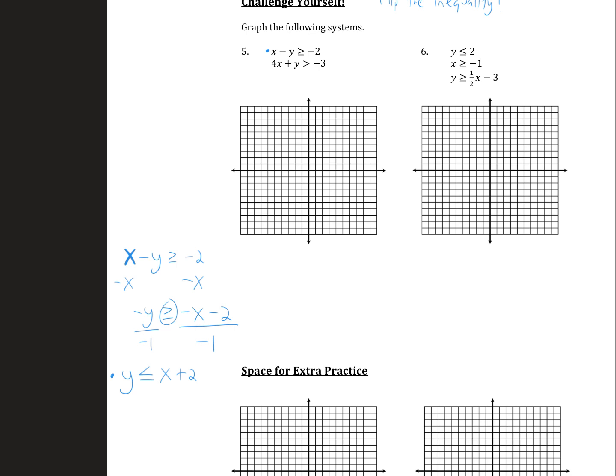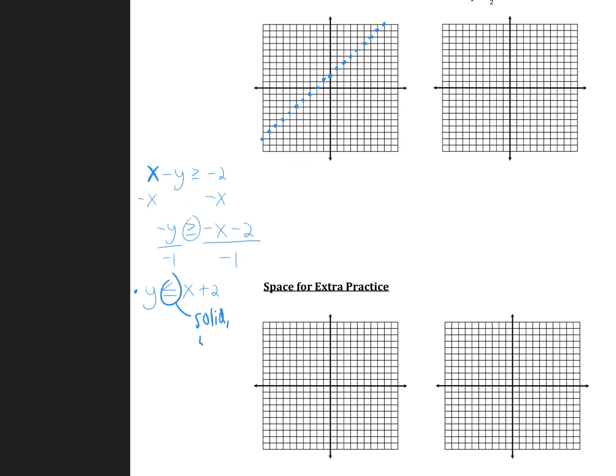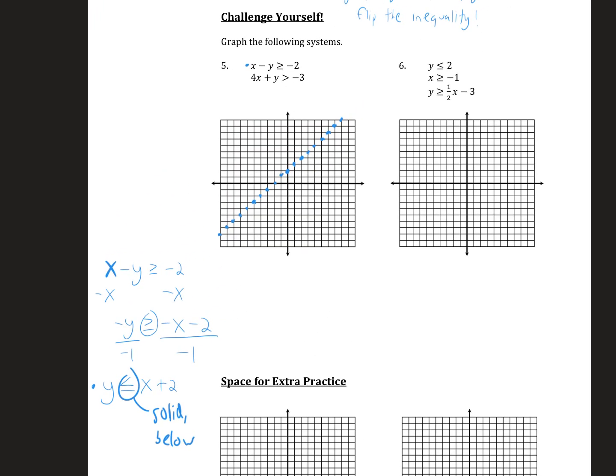So we have x plus 2. We're going to go up 2, put a point. Go up 1, right 1, all the way across. Down 1, left 1. And I guess we should have done this too, it's a solid line. And it's going to be below. That's really bad. Solid and below. So we're going to make a solid line. We're going to shade below, just draw some arrows for now.